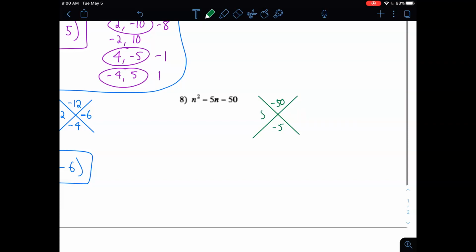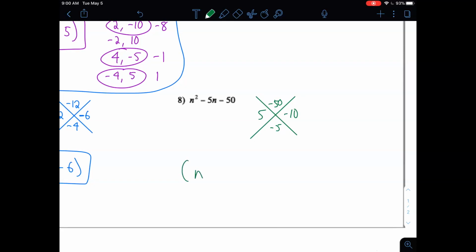What about 5 and 10? Can we get negative 5 from 5 and 10? We can. Now, if we add 5 and 10, which one should be negative to end up with negative 5? The 5 or the 10? What do you guys think? It's going to be negative 10. Because then we're going to have negative 10 plus 5 is going to equal negative 5. If we had a negative on the 5, that would be positive 5. Okay? Hopefully you guys see that. So our final answer is going to be n plus 5 times n minus 10.